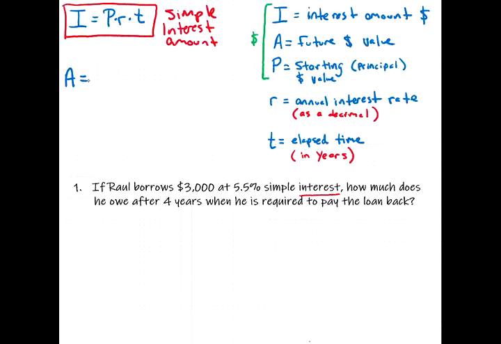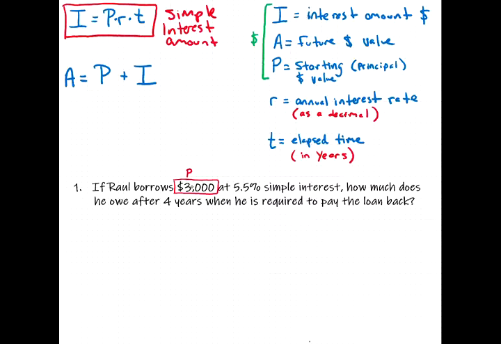So if you borrow some money, let's look at number one. If Raul borrows $3,000 at 5.5% simple interest, how much does he owe after 4 years when he's required to pay it back? Well, he's going to owe everything he started with, which is the P, plus the interest fee, which is the I. So in the future, he's going to owe all of this amount, that's the P, plus any interest that was charged, and it's going to be 5.5% of the $3,000 per year.